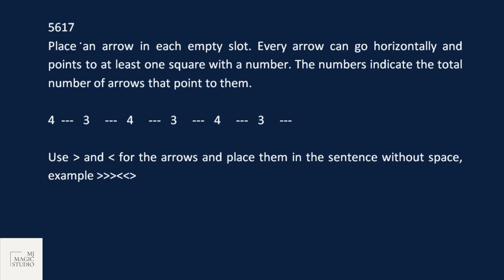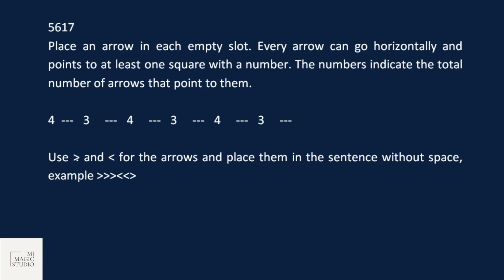Okay, you must have gone through this. Very interesting question. Place an arrow in each empty slot: 1, 2, 3, 4, 5, 6. Each arrow can go horizontally, from left to right or right to left, and points to at least one square with a number. The number indicates the total number of arrows that point to it. It means that if it is 4, then out of these 6 arrows we would be placing, 4 arrows should be pointing towards this box.